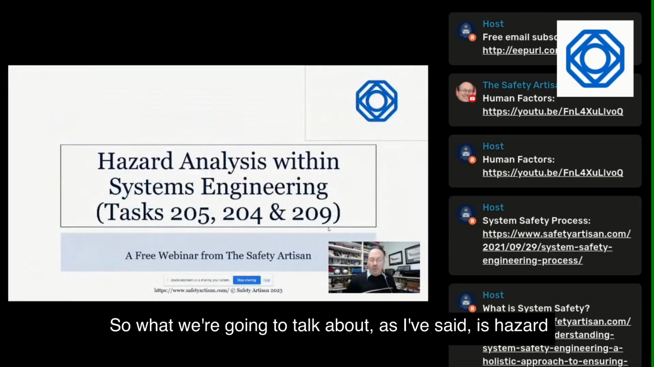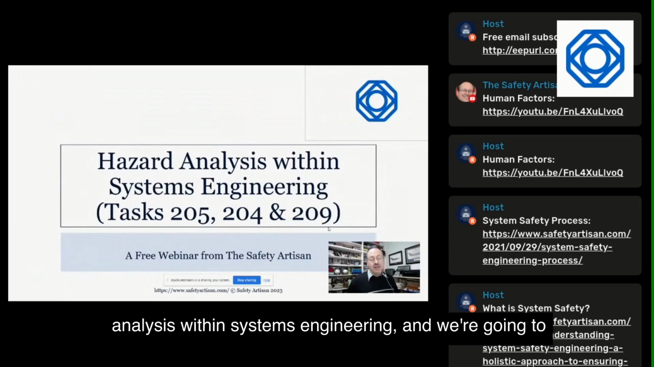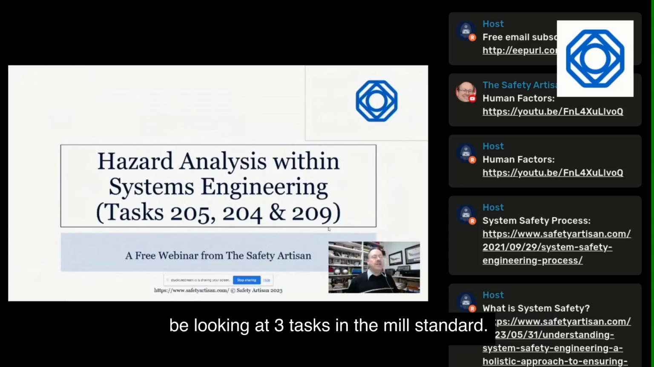So what we're going to talk about, as I've said, is hazard analysis within systems engineering. And we're going to be looking at 3 tasks in the MIL standard.